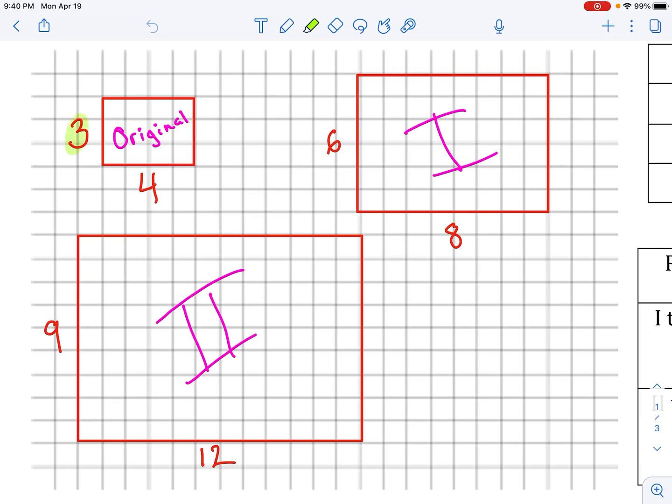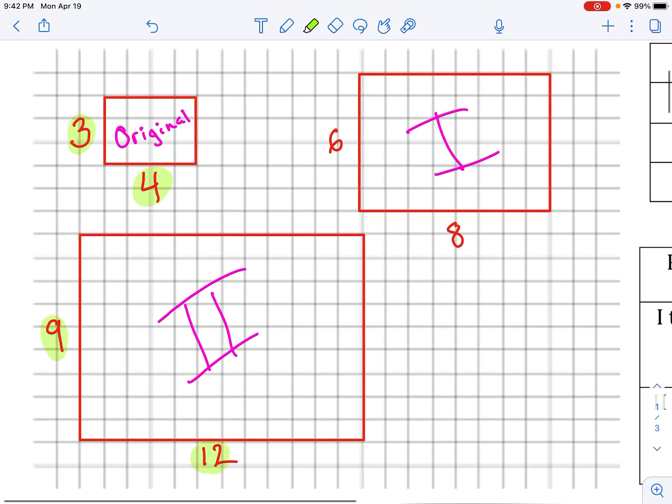Meaning for the first part, we've got a 3 and it changes to a 6. That means it's being doubled. Same with the 4 and the 8. I've labeled the rectangles 1 and 2. From the original to number 2, going from 3 to 9, we're multiplying by 3. That's also the same going from 4 to 12. We're also multiplying by 3. So these are proportional, which means they're similar.